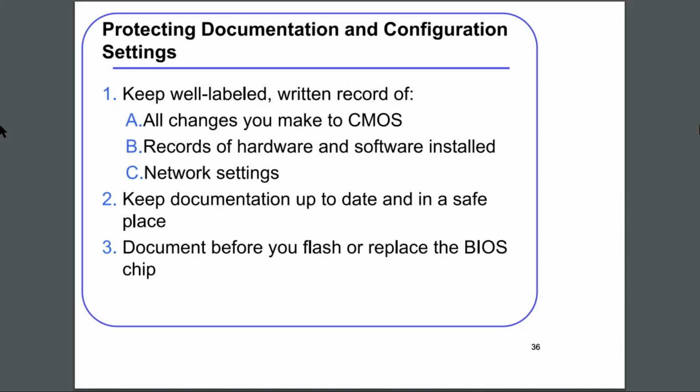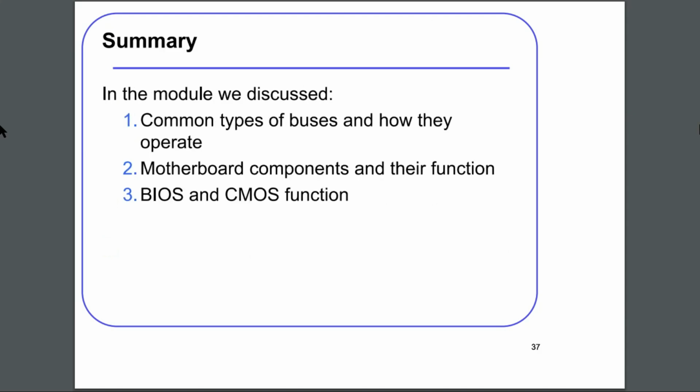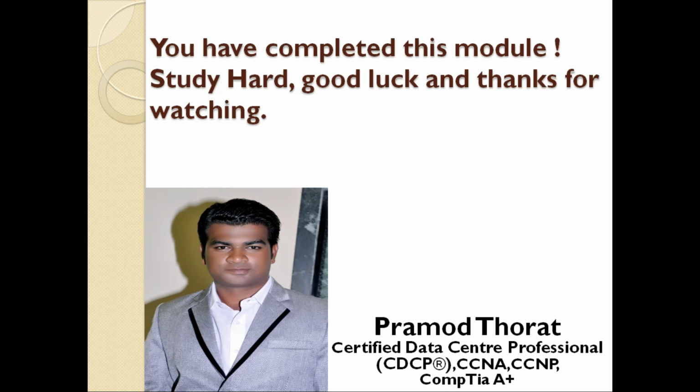Protecting documentation and configuration settings. Keep well-labeled written records of all changes you make to CMOS, records of hardware and software installed, and network settings. Keep documentation up to date and in a safe place, and document before you flash or replace the BIOS chips. So let's check the summary for this module. In this module we discussed common types of buses and how they operate, motherboard components and their functions, and BIOS and CMOS functions. So you have completed this module.